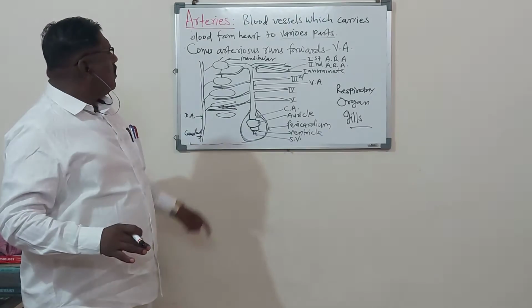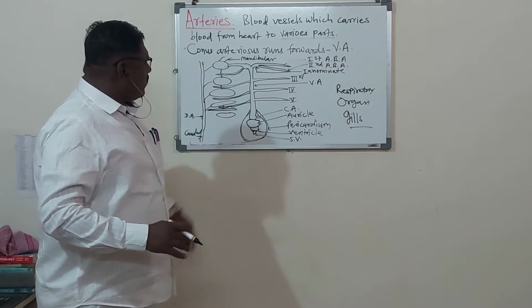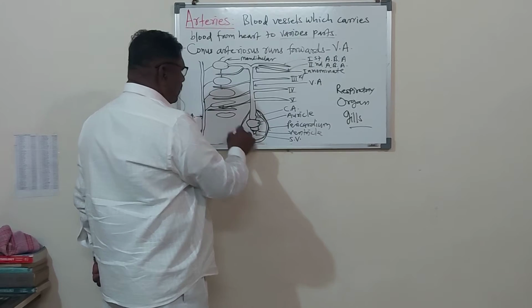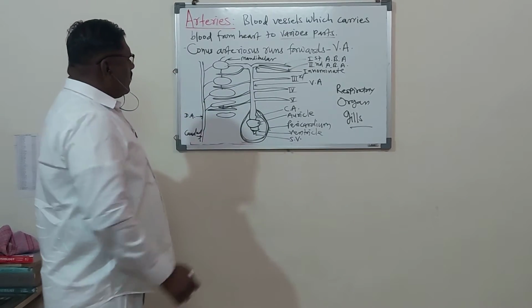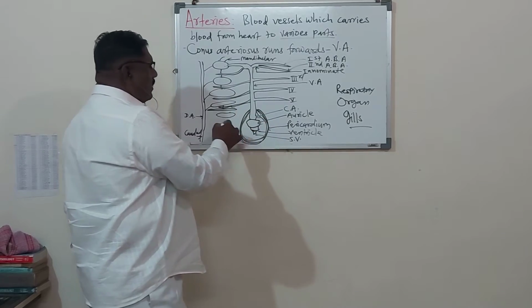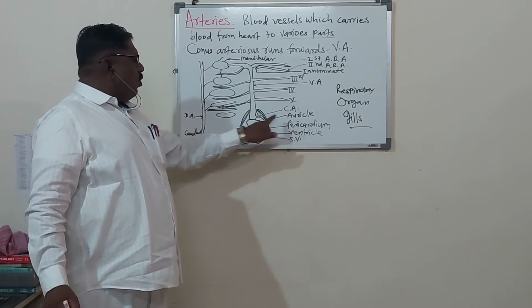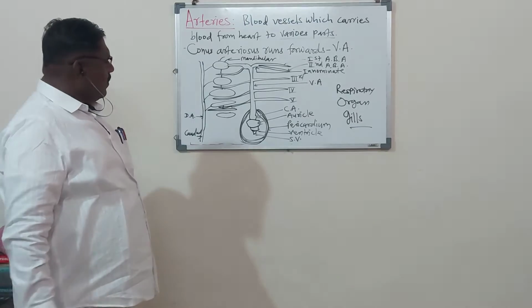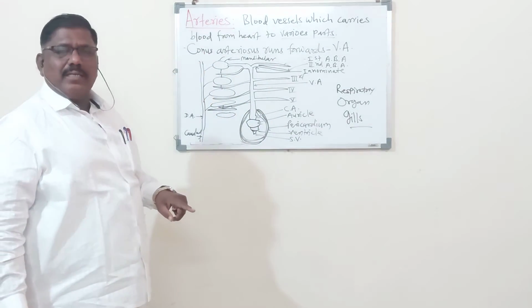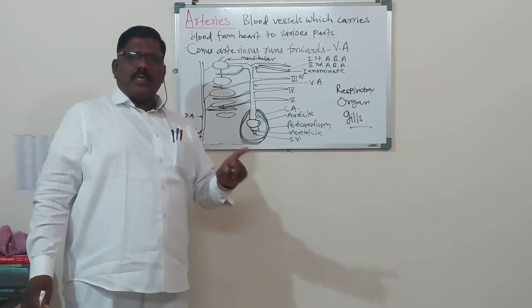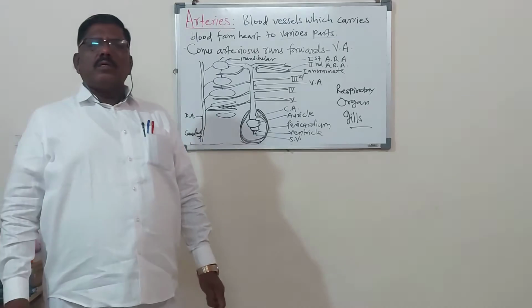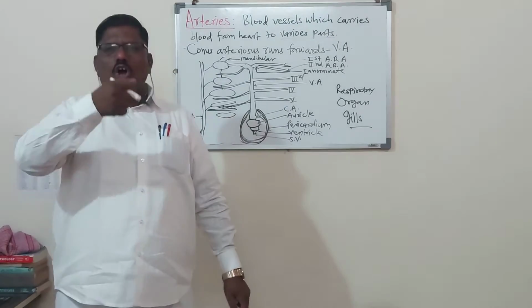So, here you see, this is the heart. This is the heart of the scoliodon. In heart, externally it is covered by the double membrane. That double membrane is called as the pericardium. You know, pericardium is a double membrane. Inside the pericardium there is the cavity which is called as the pericardial cavity. That cavity is not empty, it is filled by the fluid. That fluid is called as the pericardial fluid, which protects the heart from the shock.